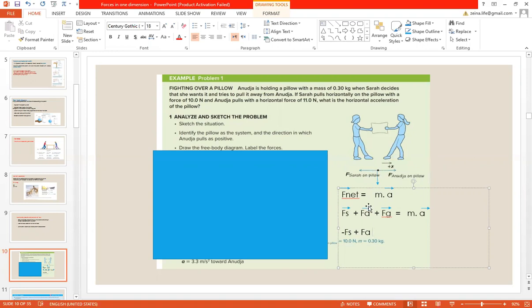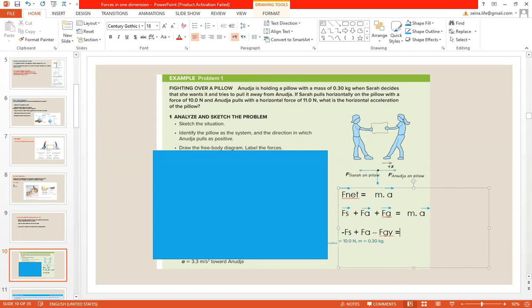Fg is pulling the pillow downward. Fg is the gravitational force, or the weight force, okay? If we choose the positive y direction, the upward direction, to be positive, Fg is what? It is negative, right? But let me show you how we write it: minus Fg y. Why did we put y here? Because to say that this force is along the vertical axis, it's along y, okay?